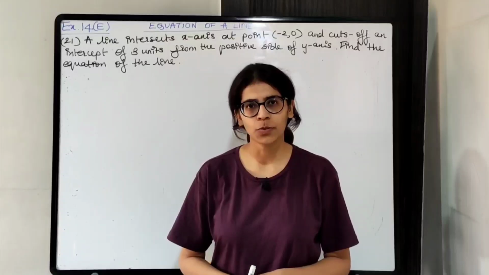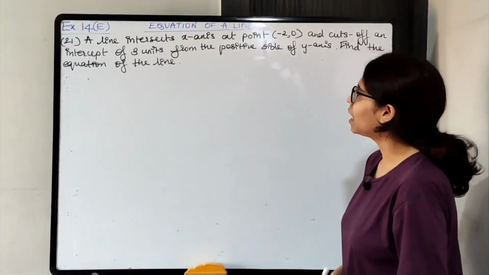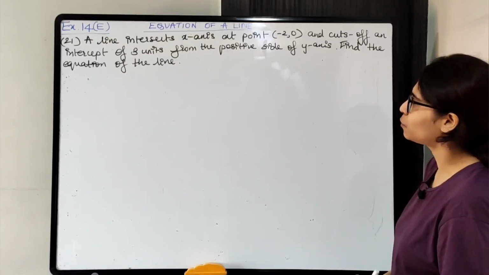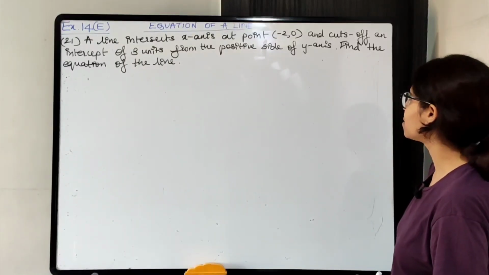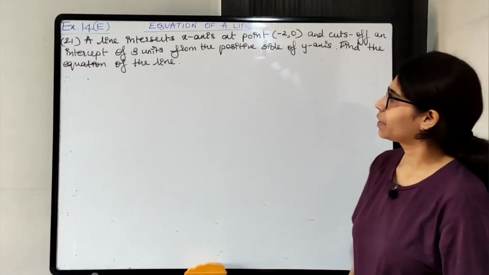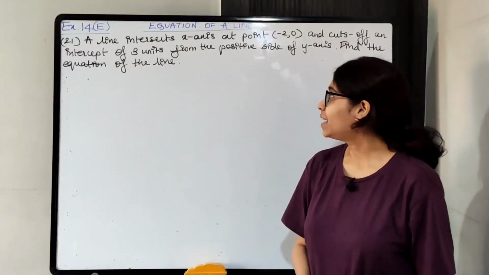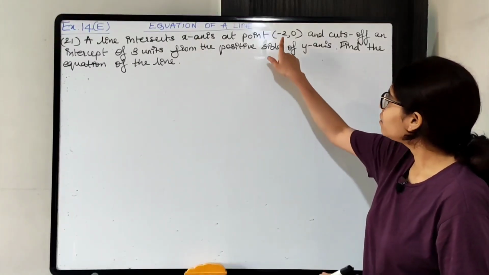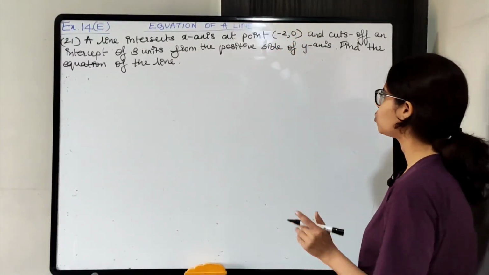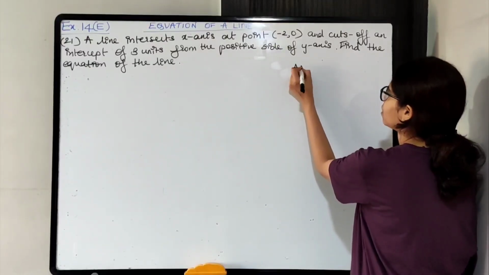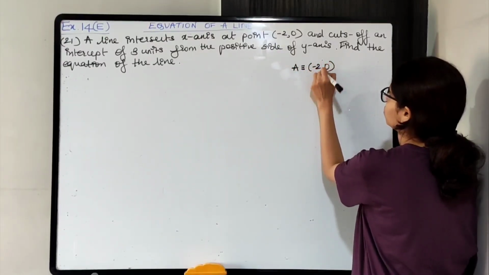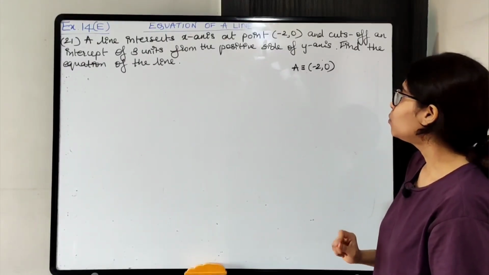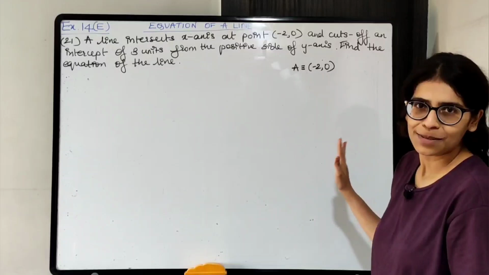Moving on to the next question, question number 21. A line intersects x-axis at point minus 2 comma 0 and cuts off an intercept of 3 units from the positive side of y-axis. Find the equation of the line. It's a very easy question. A line intersects x-axis at point minus 2 comma 0. So we are given the coordinates of one point, which is lying on the line. So A I'm taking as minus 2 comma 0, and cuts off an intercept of 3 units from the positive side of y-axis.